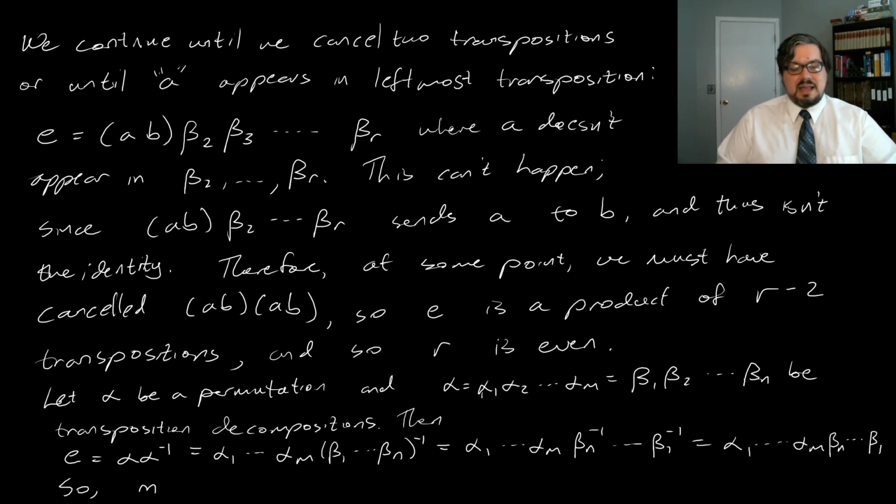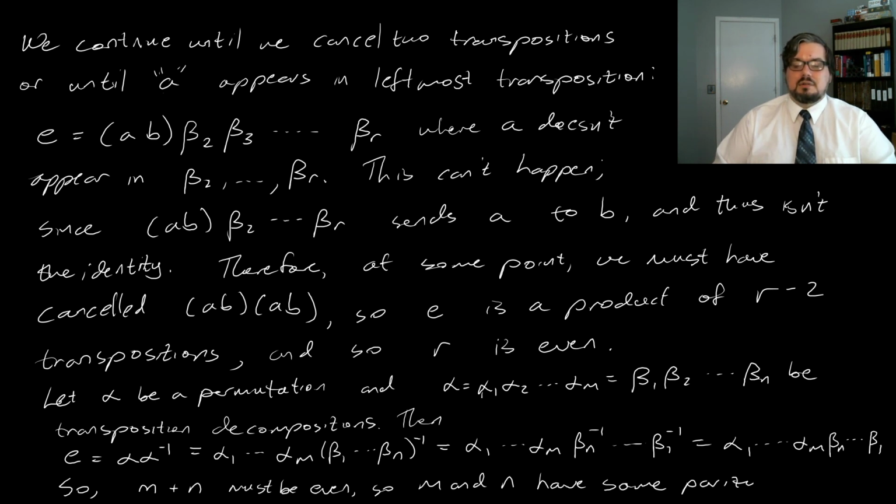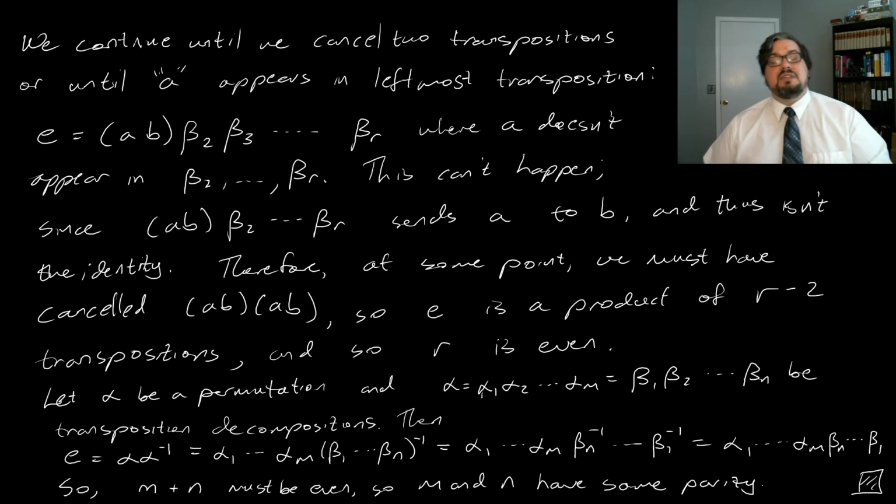So that means that m plus n, which is the number of alphas and betas altogether, must be even. So m and n have the same parity. That is, they are either both even or both odd. So that was definitely more of a stretch, more of an exercise than some of the other ones that we've done so far. But it winds up being very important.